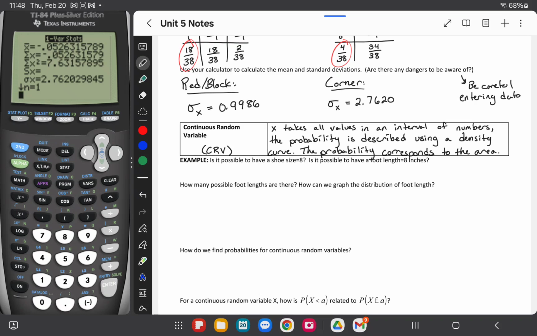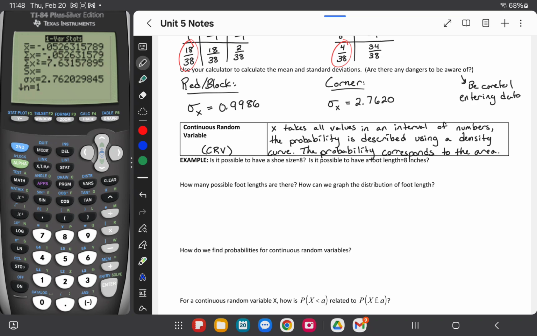Now, just like in that section, the probability corresponds to the area under the curve. So first of all, what is the difference between discrete random variables and continuous random variables? Well, discrete is going to have set values. You're going to have all of these values, but they are going to be set and restricted to a set of numbers. For example, is it possible to have a shoe size of 8?